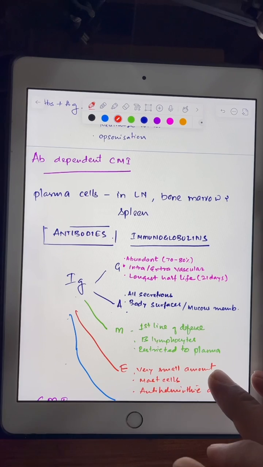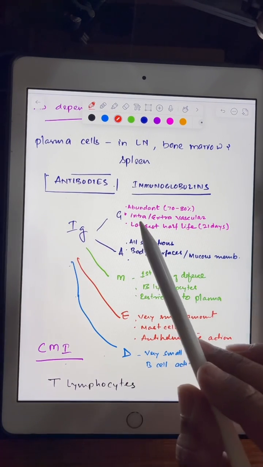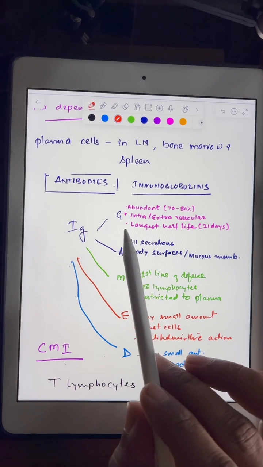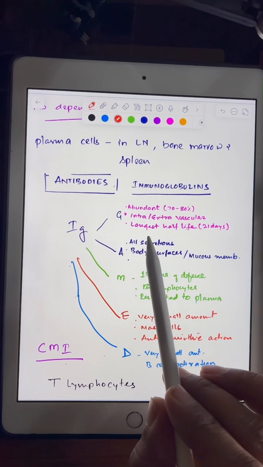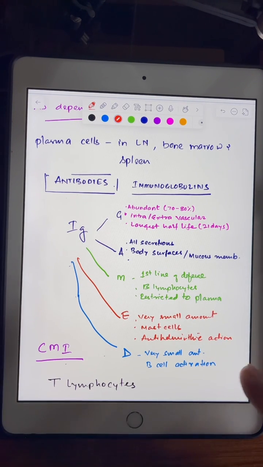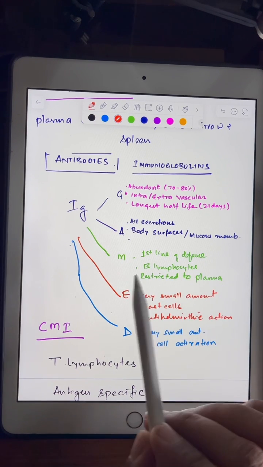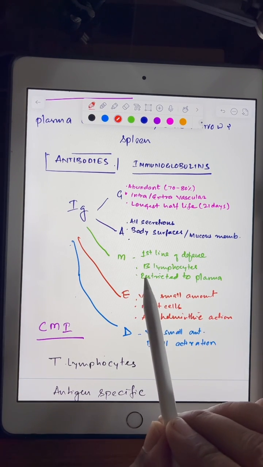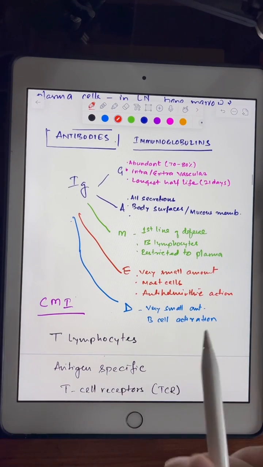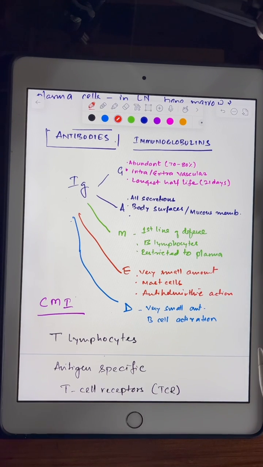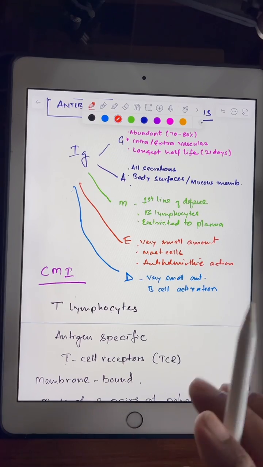What are the different types of antibodies or immunoglobulins? These are called Ig GAMED. IgG is the most abundant, 70 to 80% in the intra- and extravascular space, with the longest half-life of 21 days. IgA is in all secretions, body surfaces, mucous membranes. IgM is the first line of defense, produced by B lymphocytes, and is limited to plasma. IgE is in very small amounts, acts on mast cells, with antihistaminic action. Then IgD, very small amounts, B cell activation.